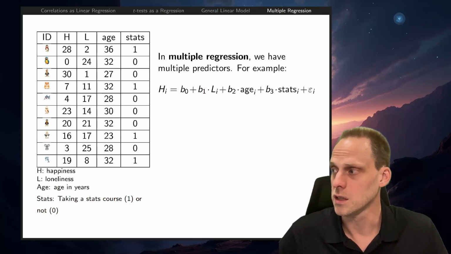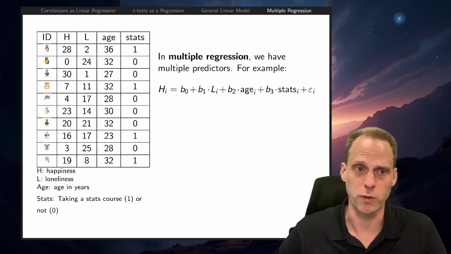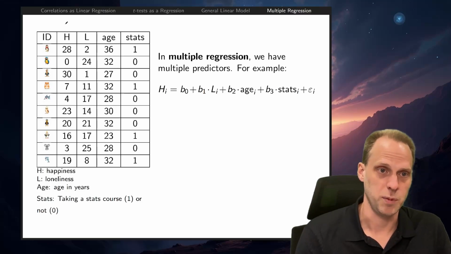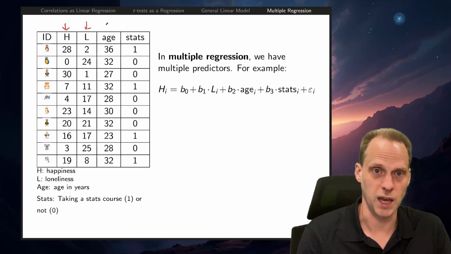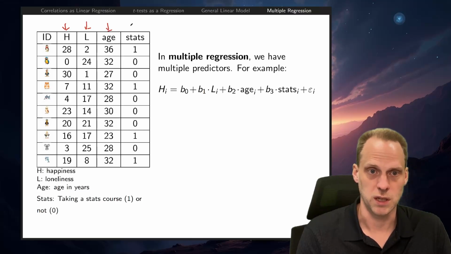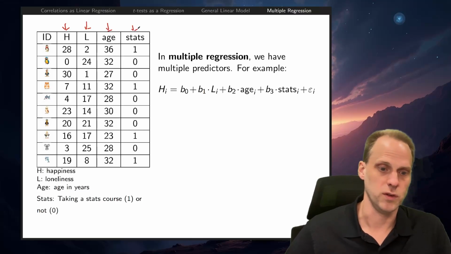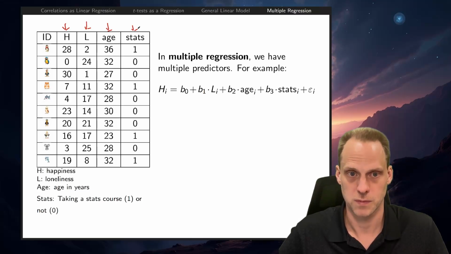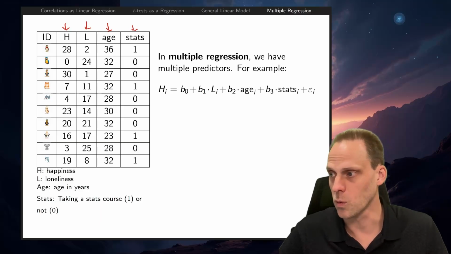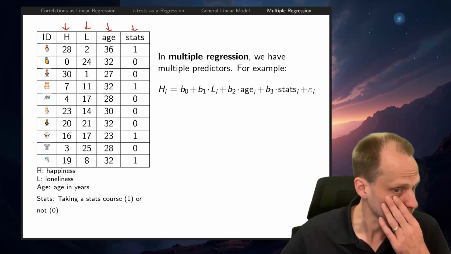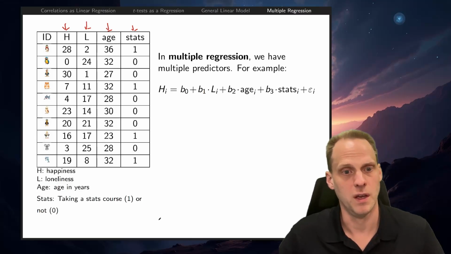Right, so here I have an example of a multiple regression. So now I have happiness, loneliness, and let's say I add 2 more predictors: age, and whether you're taking a stats course or not. Dummy encoded here, 0, 1. Could be yes or no, for example. Right, so maybe we have these animals.